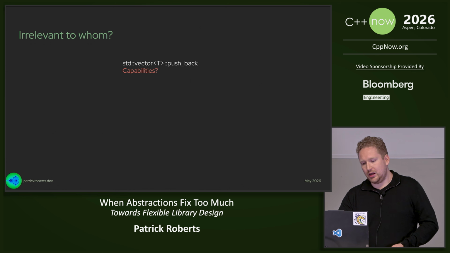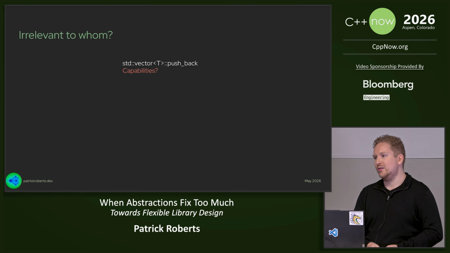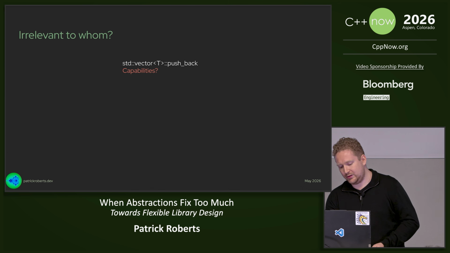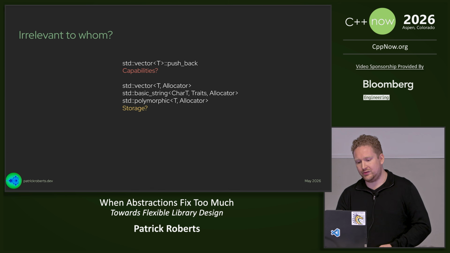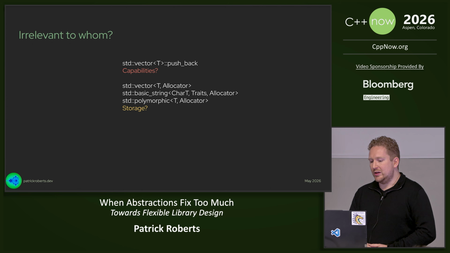So more chances for UB if they're not careful, but at the same time they get more performance out of it. But again, you have to wait for the standard library to release abstractions that do that for you, and sometimes you can't wait that long, and you need to implement your own abstractions to work around the limitations in general purpose libraries. So another example, you have vector, basic, string, polymorphic.